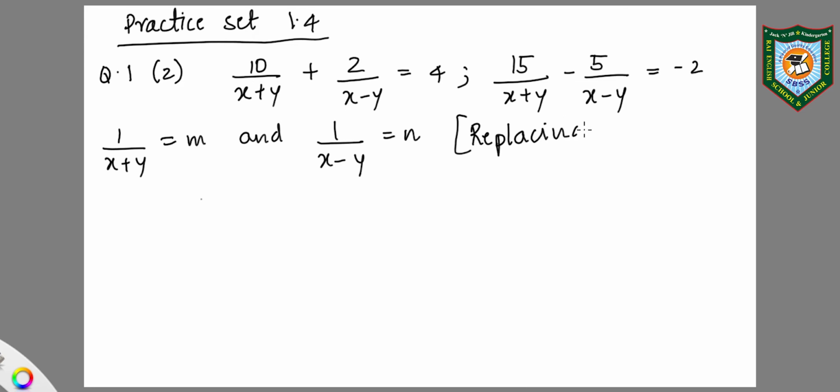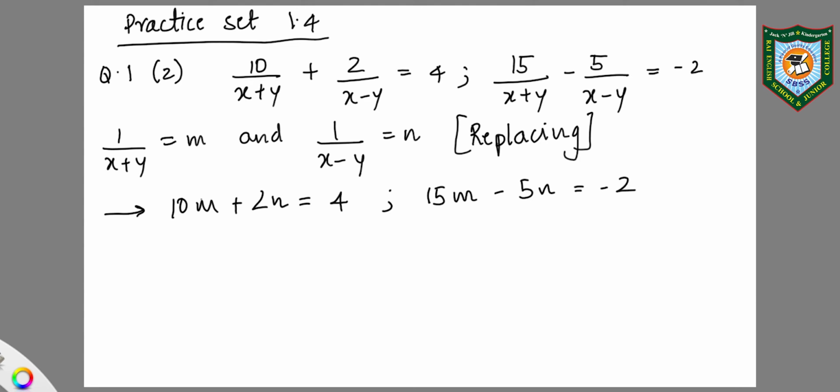Make sure you write "replacing here," otherwise the person who checks your solution will not understand what you're trying to do. So once we replace, I have 10m plus 2n is equal to 4, and I have 15m minus 5n is equal to minus 2. This is my equation number 1. This is my equation number 2.